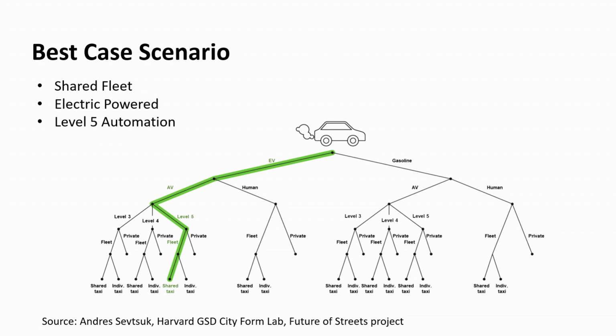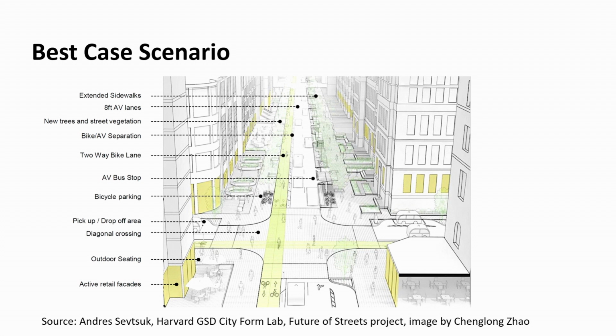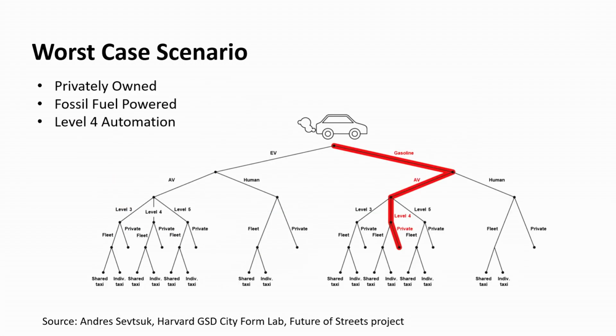So out of the 24, this diagram is the best case scenario. And again, this is when AVs are the predominant mode of transportation. So what you're seeing is shared fleet, shared use, shared rides, electric powered, and full level 5 automation. Andres had his team also illustrate what this might look like. This is, I think, an illustration of Newbury Street in Boston. They've got features like wide sidewalks with pedestrians, 2-way bike lanes separated from narrow AV lanes, and designated pickup drop-off areas.